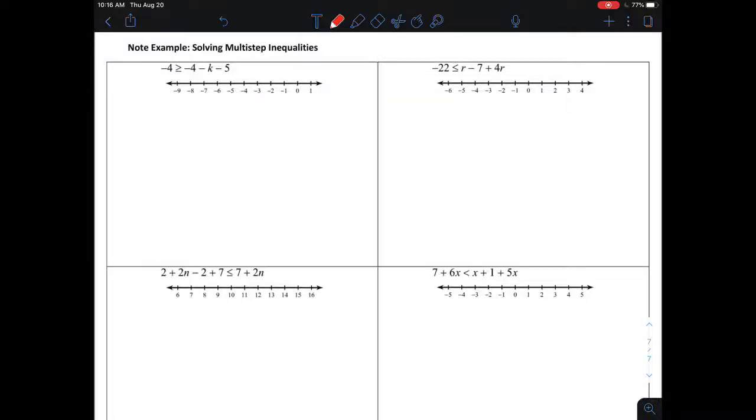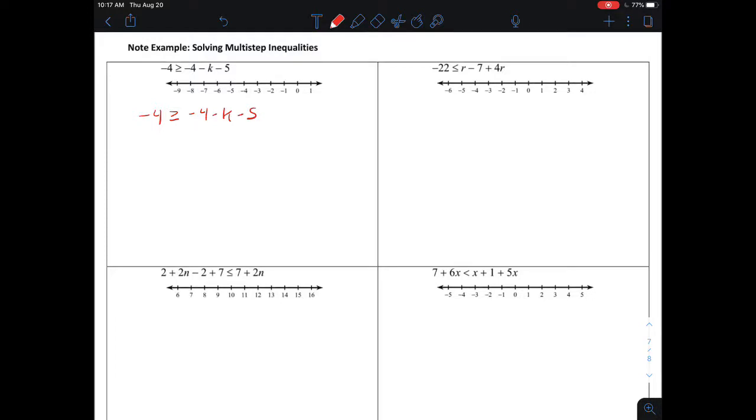In this video, we're going to solve some more inequalities, but these inequalities are going to require a few more steps than what we've done in some previous videos. So when solving inequalities, you take the same process that you would for solving a regular equation. The only difference is if you wind up having to multiply or divide by a negative.